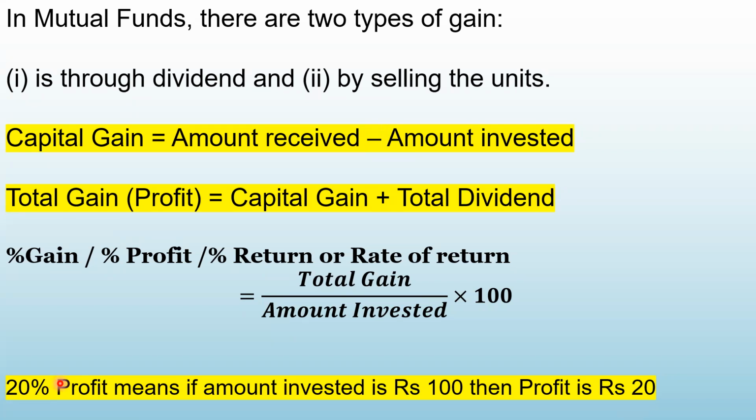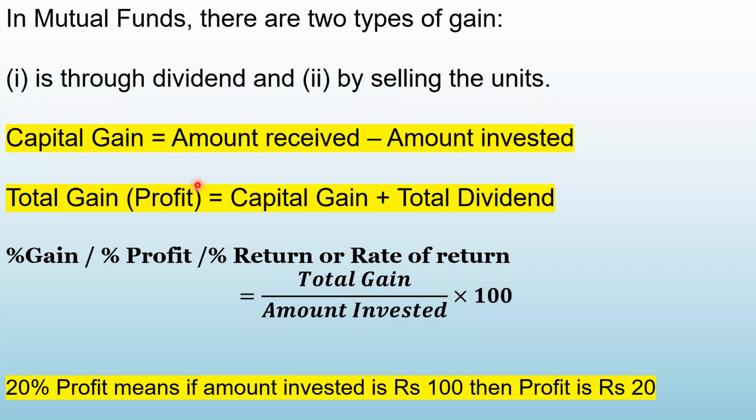अगर उसको 20% प्रॉफिट हुआ, इसका मतलब है उसने अगर 100 रुपए इन्वेस्ट किए तो उसको 20 रुपए का प्रॉफिट हुआ. So it is always good to know the percentage profit. So I hope you have understood this. Now this formula we are going to use for solving our problems.